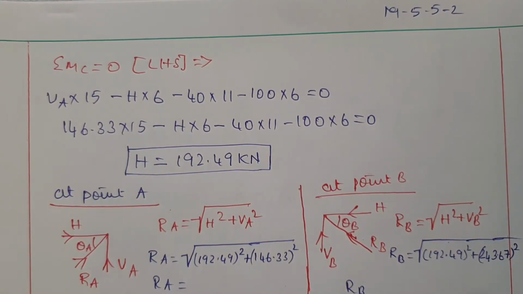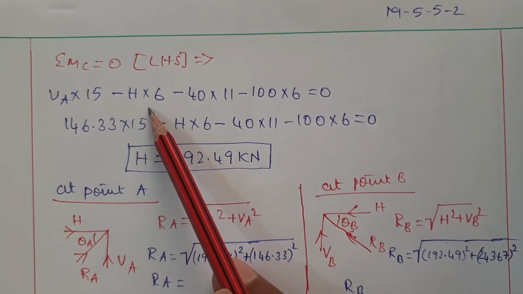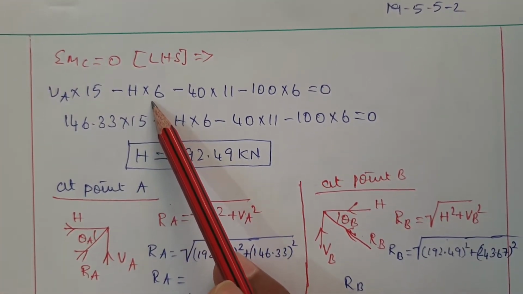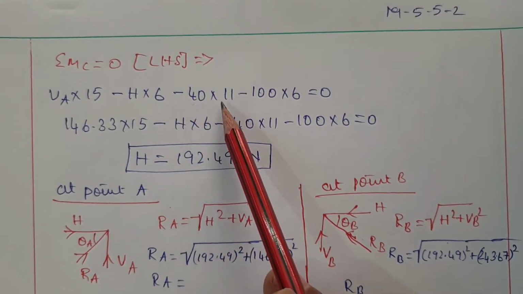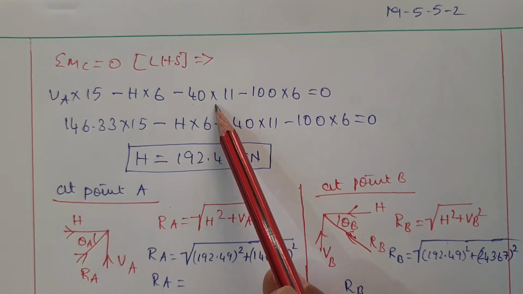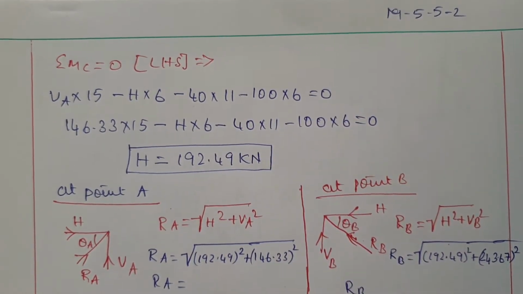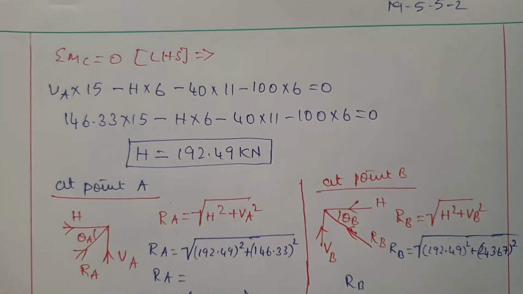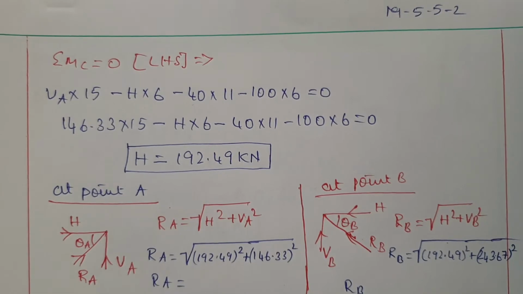Summation of moment at C for the left hand side: VA multiplied by 15. The horizontal force tends to rotate anti-clockwise, and this minus 40 also tends to rotate anti-clockwise, and its distance is 11. Minus 100 into 6 will be equal to 0. From that we come to know the H value. Now you know the H value as well as the vertical reactions, that is VA and VB.